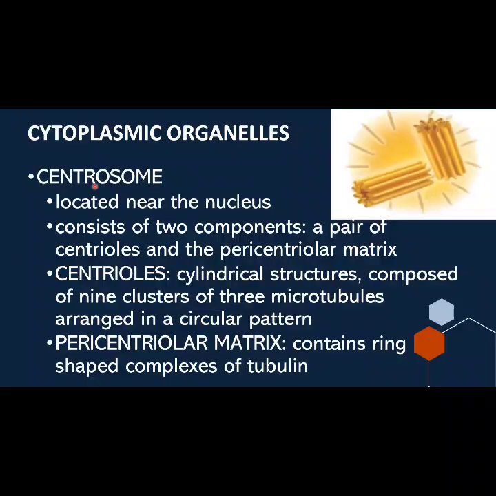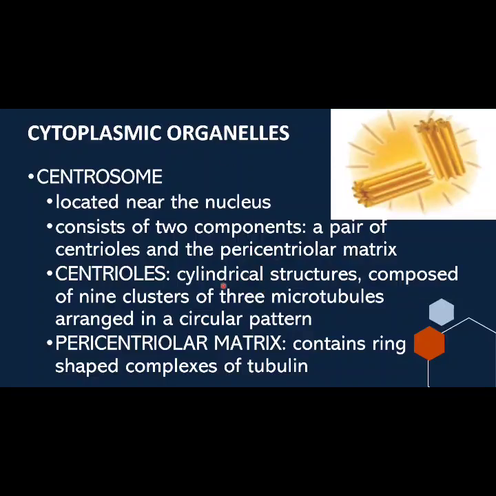And of course, you have your centrosome. Your centrosome is located near the nucleus. Please note that it is situated near the nucleus. It consists of two components: a pair of centrioles and the pericentriolar matrix. Your centrioles are surrounded by your pericentriolar matrix.